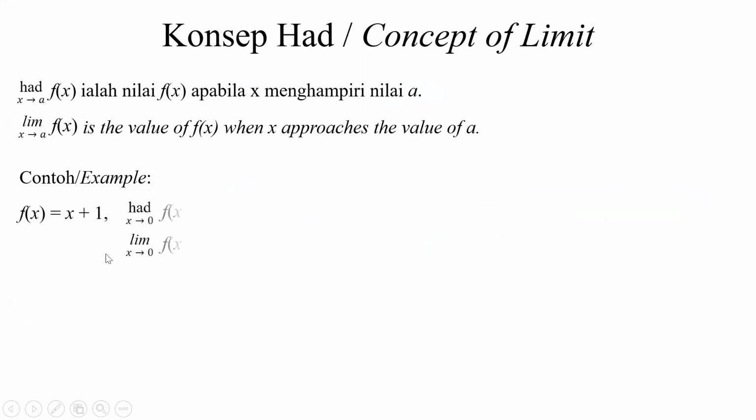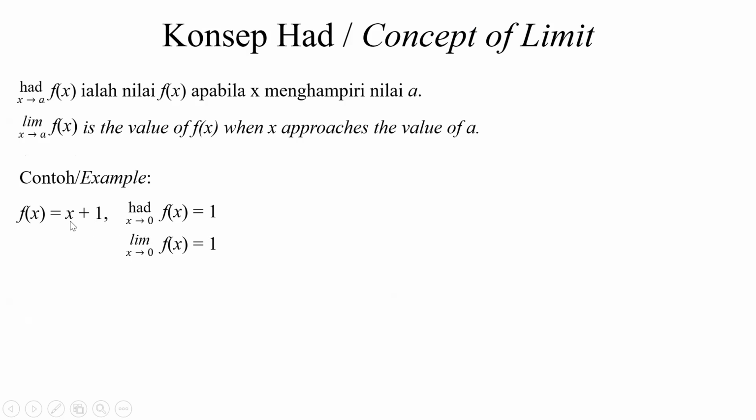Okay, for example, if you are given a function f(x) equals x plus 1, what is the value of f(x) as x approaches 0? You see, such a long sentence, the value of f(x) when x approaches a. So long. So maths people write like this. So this whole thing, how do you read? The value of f(x) as x approaches 0. It is not equal to 0. It is just x goes as near as possible to 0.